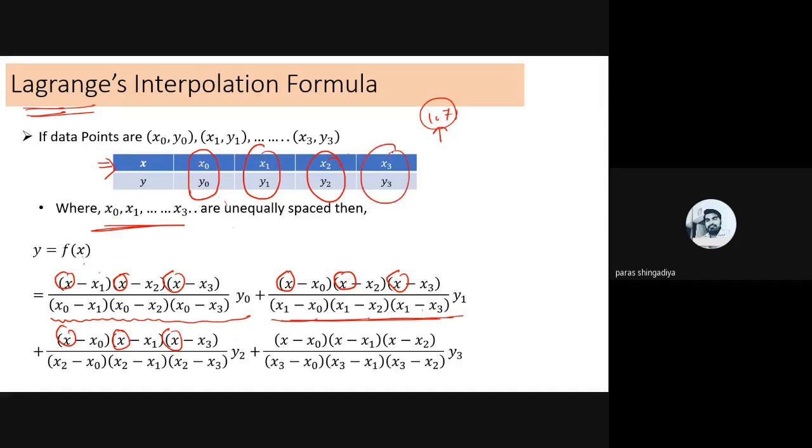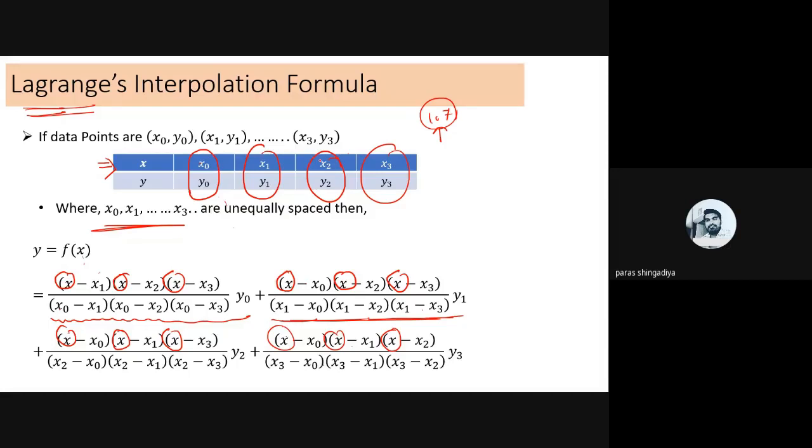Okay, so skip the x3 value in this numerator and subtract the remaining three that we have x0, x1, x2 from the x. So it will be x minus x0, x minus x1, and x minus x2. And now use the x3 in place of x. So it will be x3 minus x0, x3 minus x1, and x3 minus x2 into the function value that we have here y3. Okay, so this formula is for this four value.